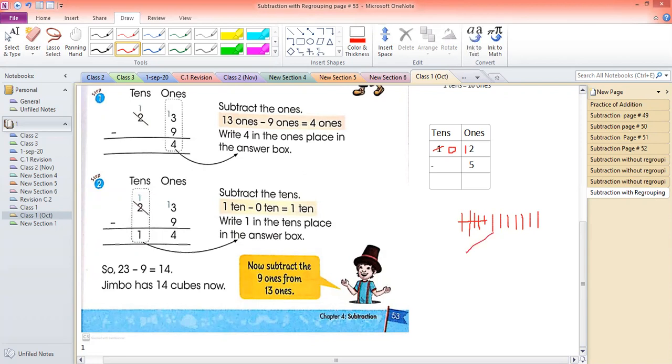Check: 1, 2, 3, 4, 5, 6, and 7. So 12 minus 5 equals 7. This is now 0 in the tens, so 0 minus 0 equals 0. We don't need to write it. We will not write 0.